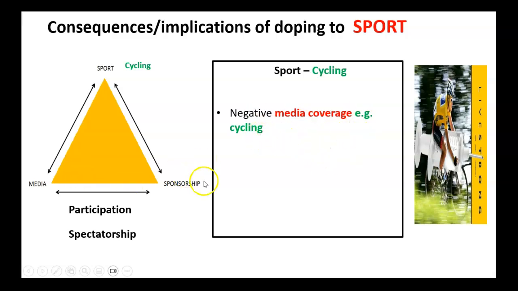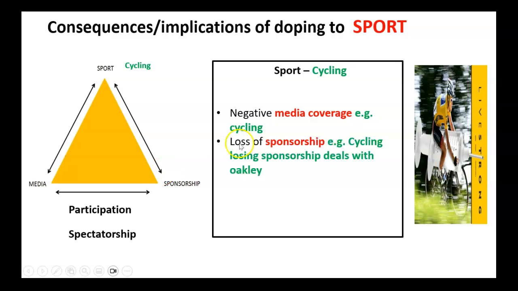On top of that, we'll go down to here. They might lose sponsorship. So there could be a loss of cycling sponsorship. And I've said in here, for example, cycling may be losing sponsorship deals with companies such as Oakley, which have been directly linked to that sport. Now, from there, we're going to use these bits. If we have negative media coverage, and the sport of cycling also loses sponsors.